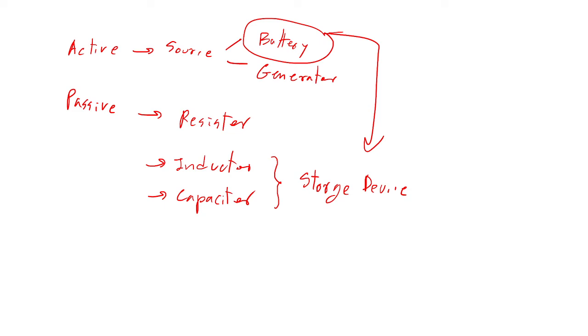But in an electric circuit, inductor and capacitor we know as storage devices. A storage device will respond only when there is a change in the circuit phenomenon. If nothing changes, the storage device will not respond to the circuit. We will talk about these two devices later.